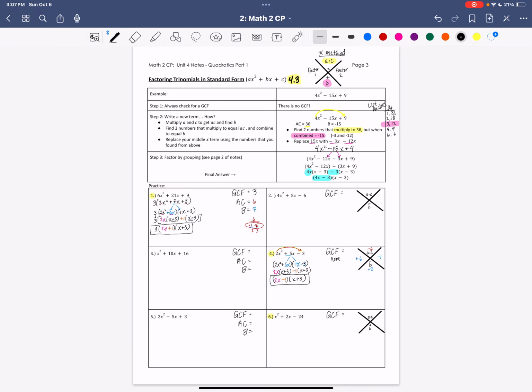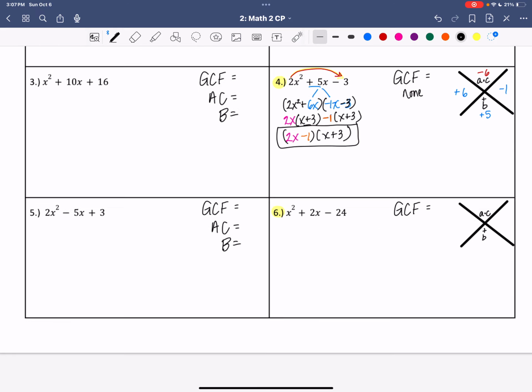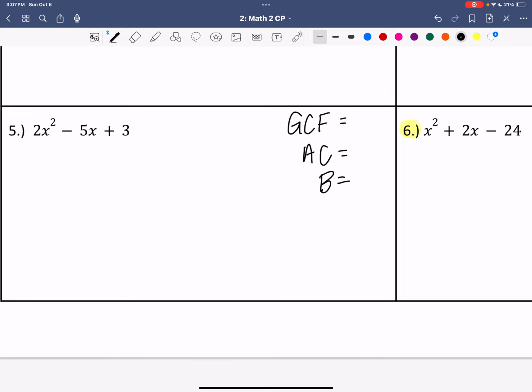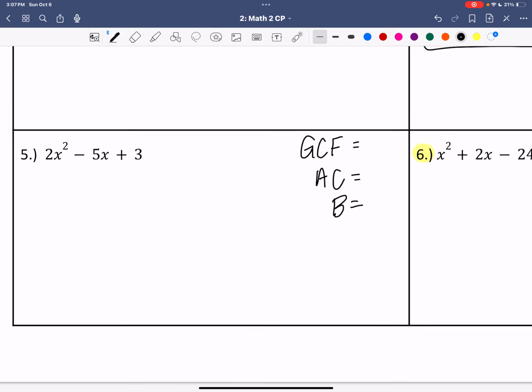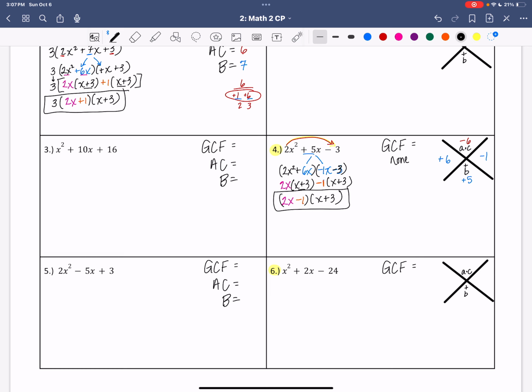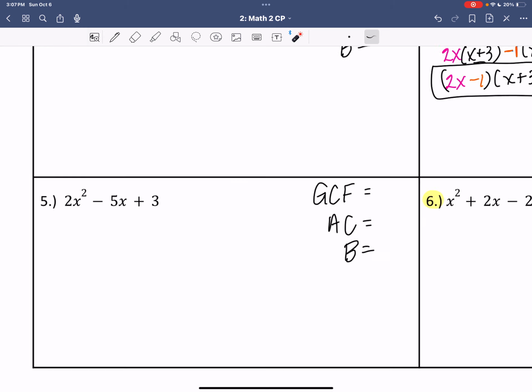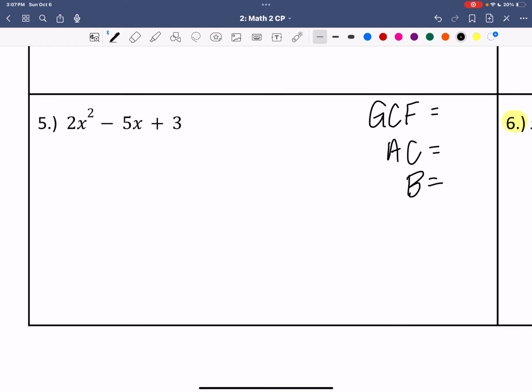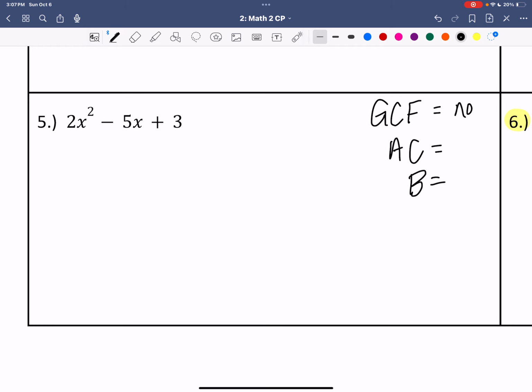All right, now let me do this one for number 5. And again, I don't care which way you use. If the X helps keep you organized, use that. If you like using this way, use that. Either way, whatever works for you. All right, so let's do 5 real quick. I'll get you started. So for 5, GCF, there's none.